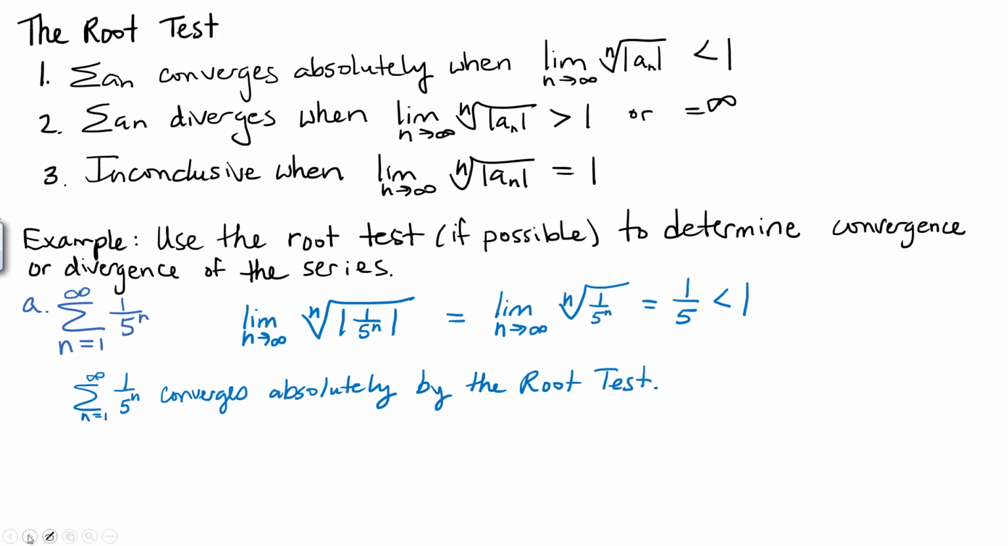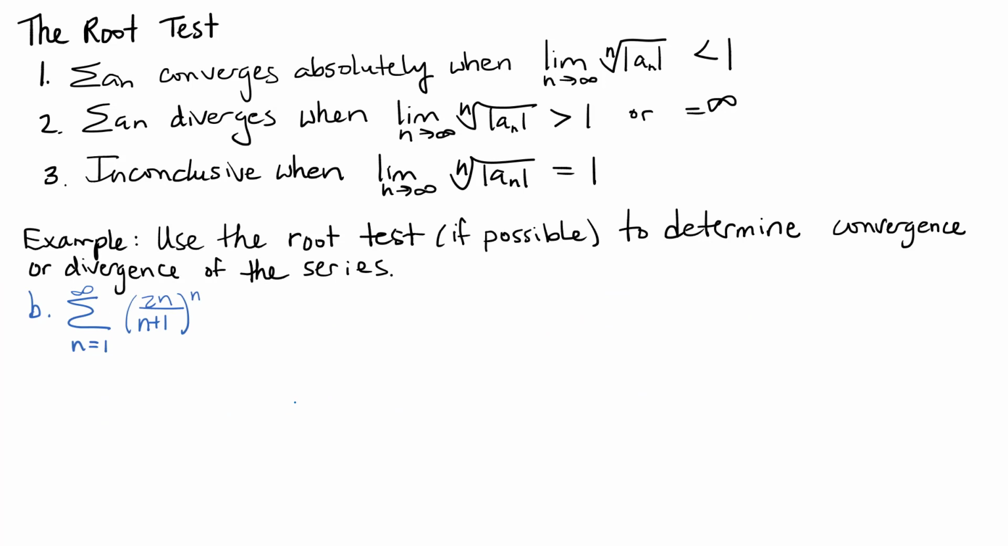Let's look at another example. So we're going to look at n equals 1 to infinity, and we have 2 times n over n plus 1, all raised to the nth power. Again, when you see that nth power, that's a clue that even if we didn't say use the root test, that it might be a good idea. So let's find that limit. We're talking about the limit as n goes to infinity of the nth root of the absolute value of 2n over n plus 1 to the nth power.